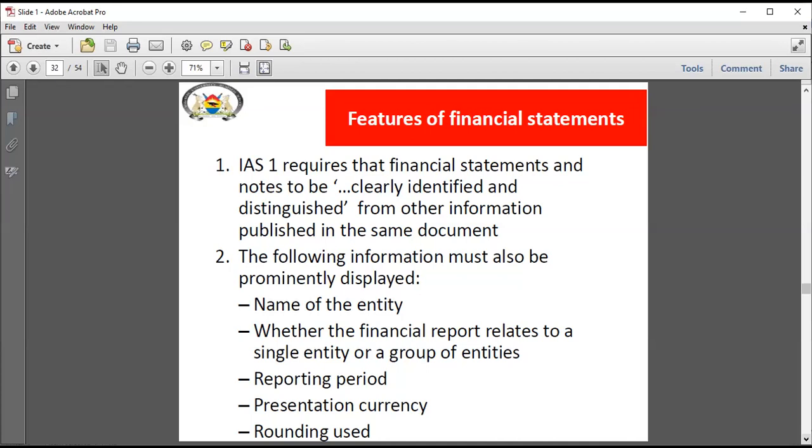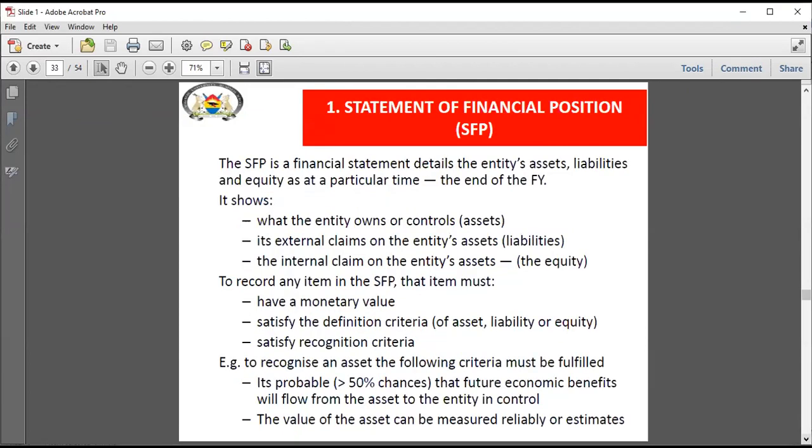The reporting period, are you looking at financial year 2019-2020 or 2020-2021? The presentation currency, very important. Any rounding used, in case maybe you round off to the nearest 10th, it's very good for people to know that. So we want to start with the statement of financial position, which is our balance sheet.